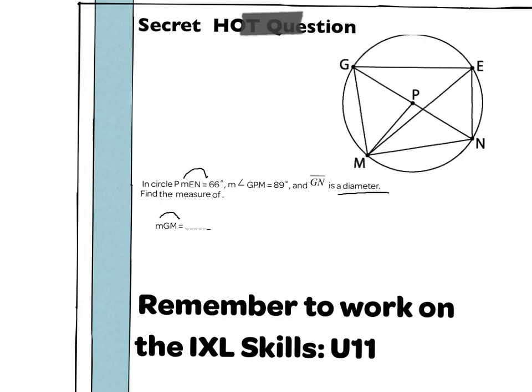All right, so here is your secret hot question. It says, in circle P, the measure of arc EN is 66 degrees. It also says that the measure of angle GPM is 89 degrees. And GN is a diameter. There it is. Now I want you to find the measure of arc GM. Can you find the measure of arc GM?